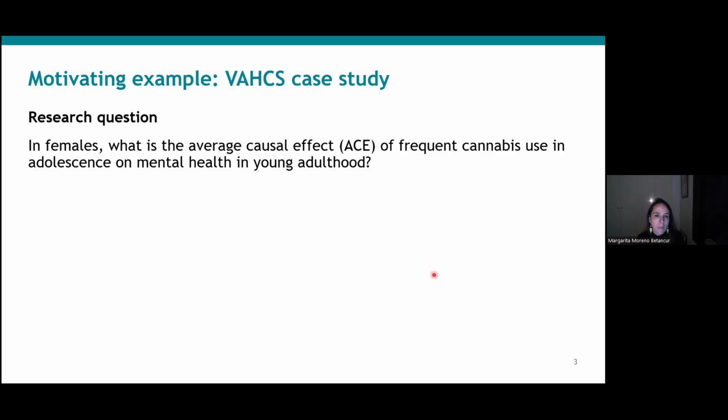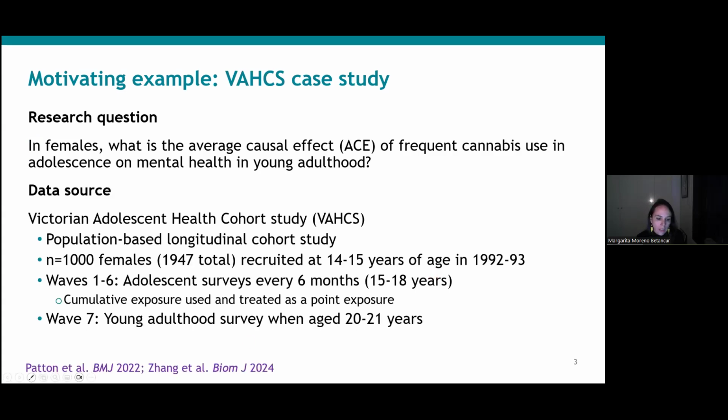The motivating example is based on a study that aimed to answer the following question: in females, what is the average causal effect of frequent cannabis use in adolescence on mental health in young adulthood? This was a study published in the BMJ, that date is wrong, sorry, not 2022, more in the early 2000s. It used data from the Victorian Adolescent Health Cohort Study, a population-based longitudinal cohort study of around 2,000 adolescents.